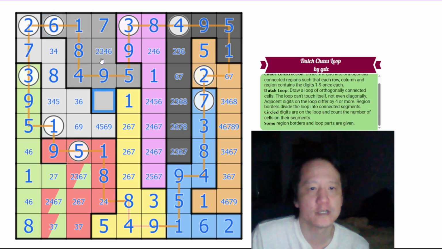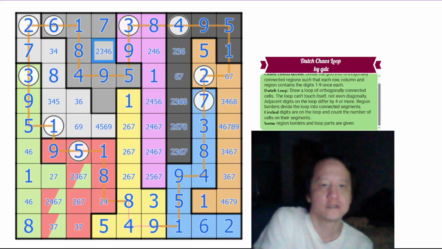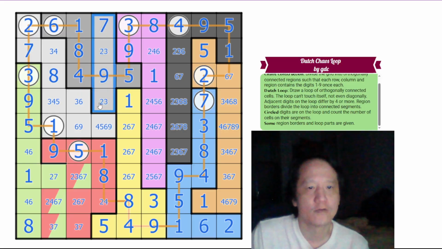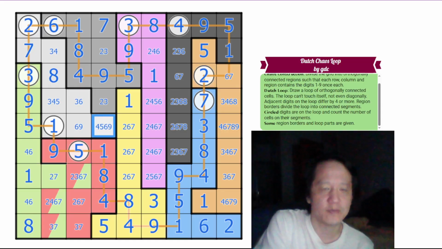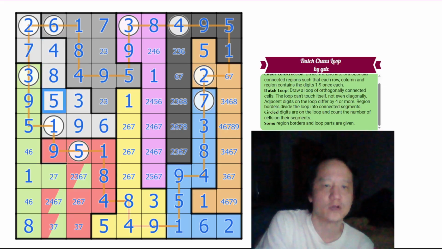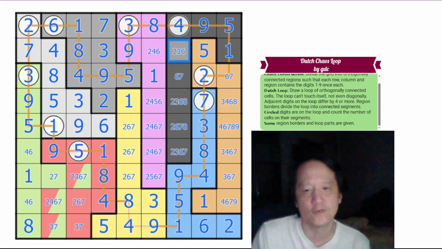Okay, this digit cannot be 4 or 6. It makes a 2-3 pair in the gray region. That eliminates 2 and 3 in the rest of the column. So this can't be 2. It has to be 4. This can't be 4, 5, or 9. So this is 6, which makes this 9. That makes this 3, which makes this 4, and this 5. This 3 eliminates 3 here, so it's 2, which makes that 3. This can't be 3 or 4.